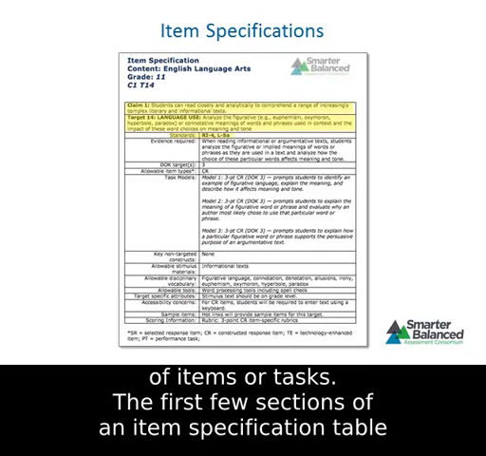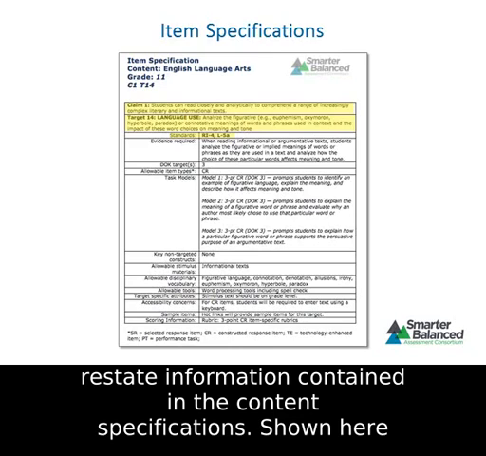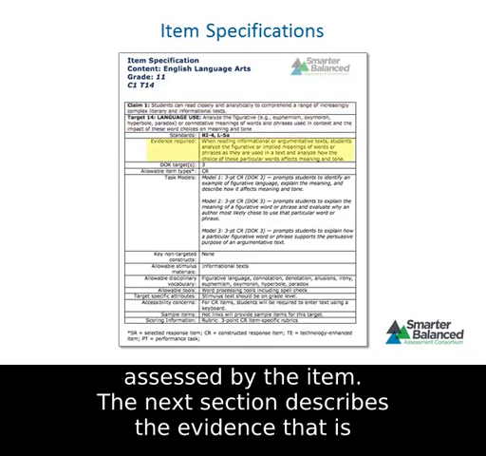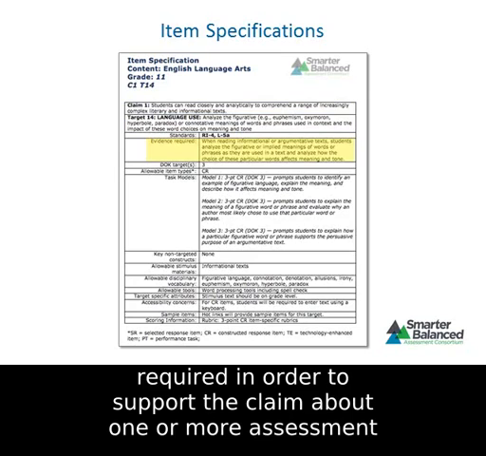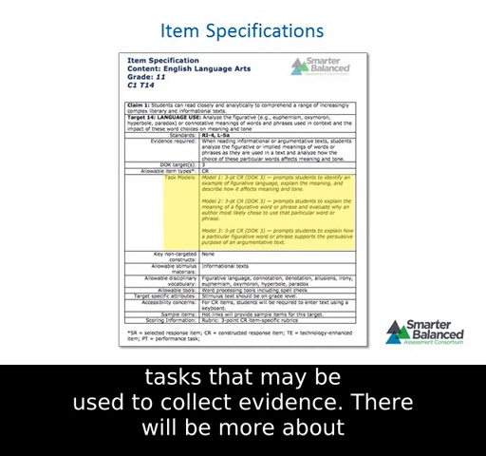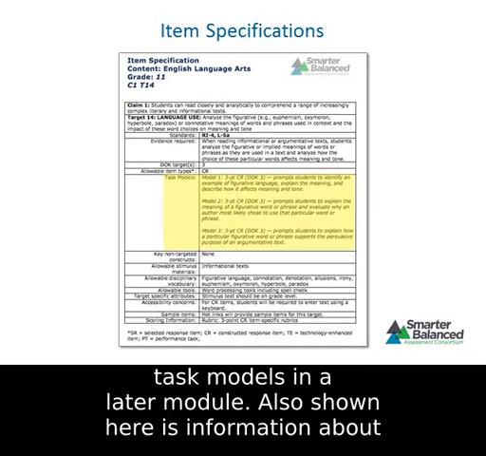The first few sections of an item specification table restate information contained in the content specifications. Shown here are the claim and assessment targets, as well as the standards to be assessed by the item. The next section describes the evidence that is required in order to support the claim about one or more assessment targets. Next, task models describe the characteristics of items and tasks that may be used to collect evidence. There will be more about task models in a later module.